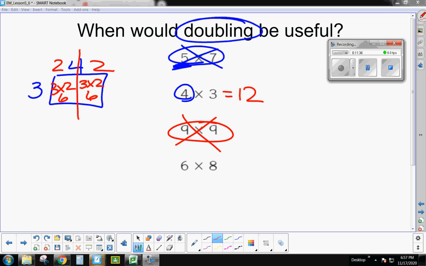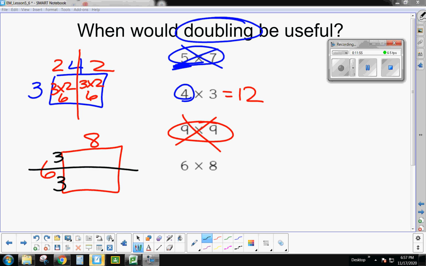All right, and then I have my 6 times 8. Would the doubling strategy be useful for this problem? And absolutely yes, it would, okay? Because again, both of my factors are even. I have 6 by 8. I could either break the 6 into 3 and 3 and do 3 times 8 up here and 3 times 8 down here. 3 times 8 is 24, and if I know that, of course, it's down here again. Double that up, 24 and 24 is 48.